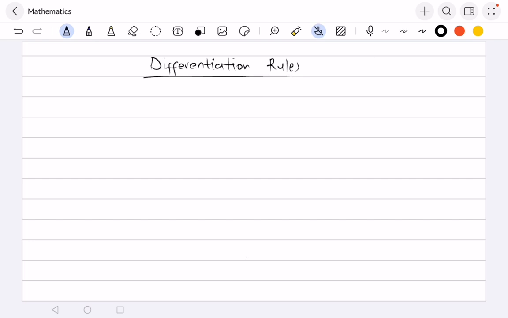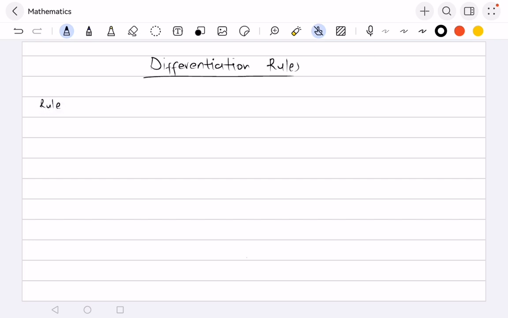So in this video we want to be focusing on differentiation rules, right? The rules of differentiation, and this is just to introduce a few rules that will allow us to differentiate a lot of functions. And so we're going to start with rule number one, straight to the point.